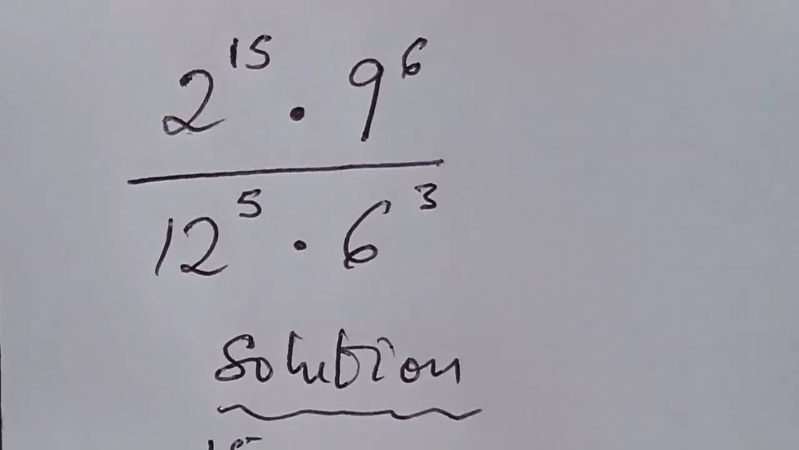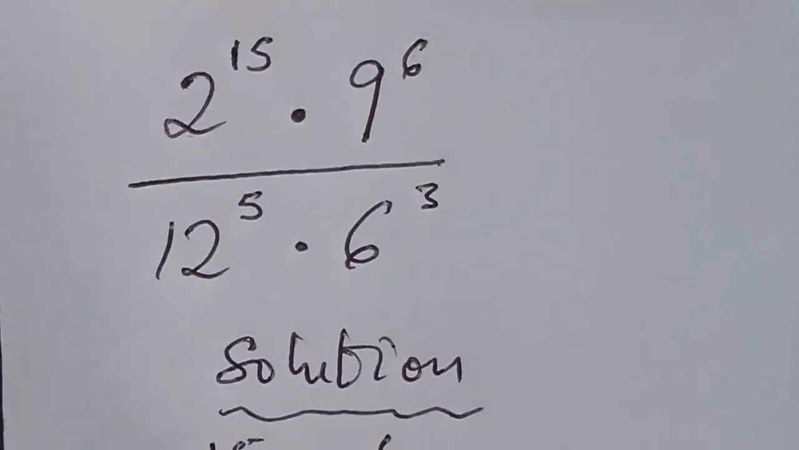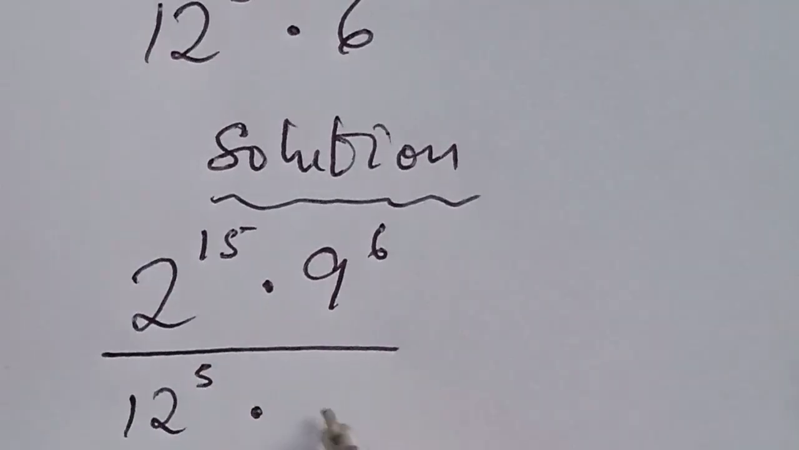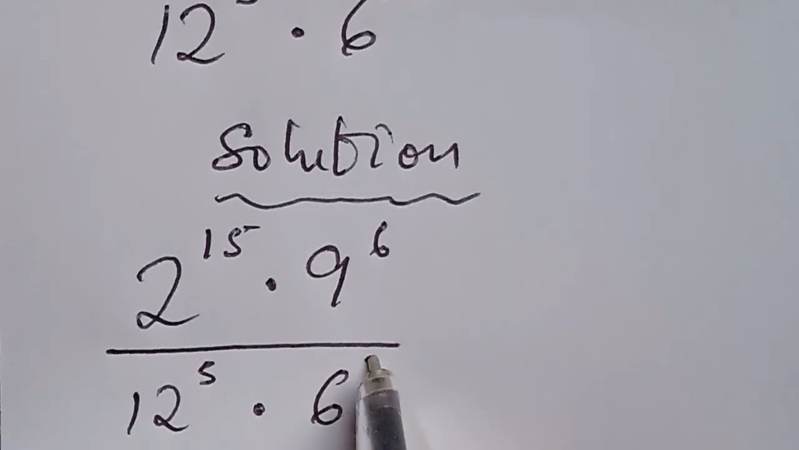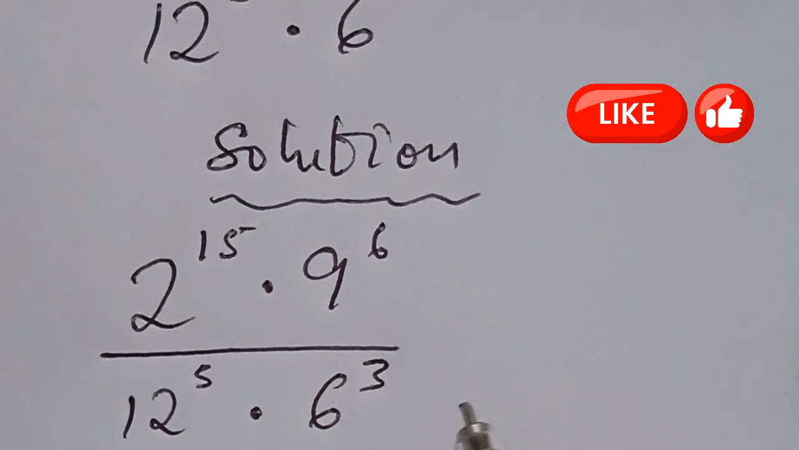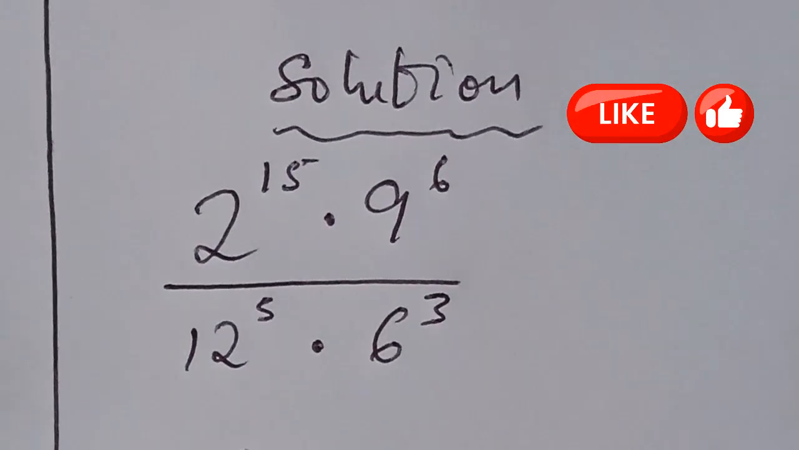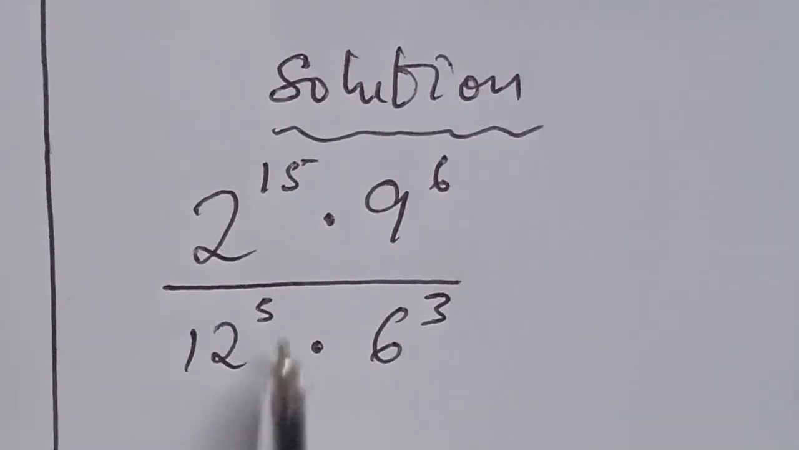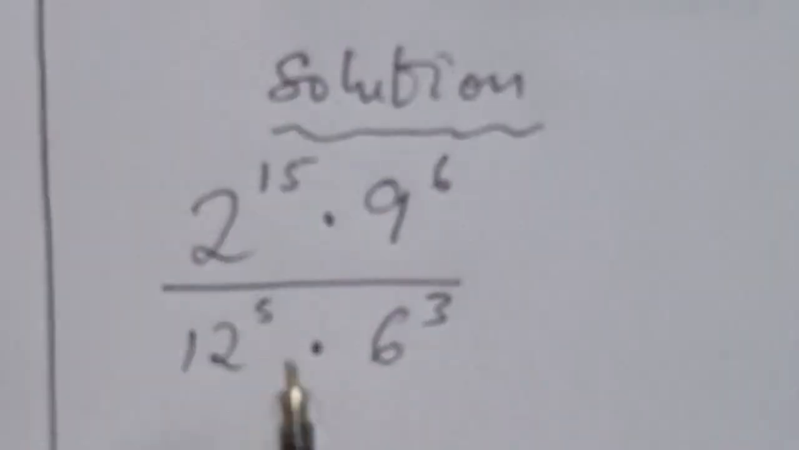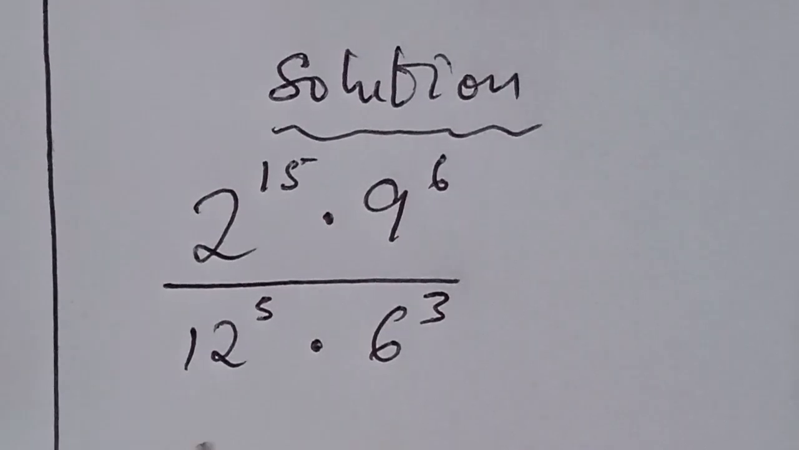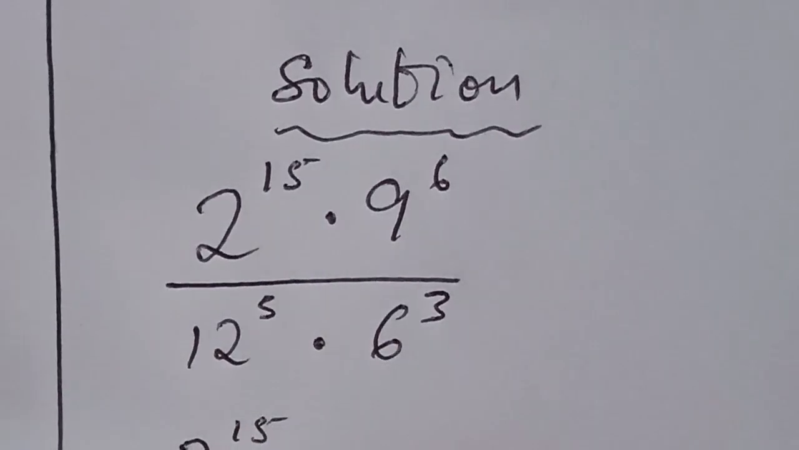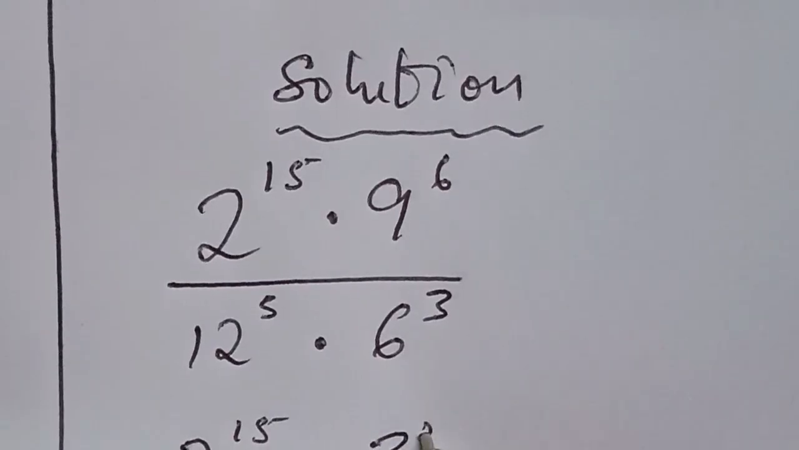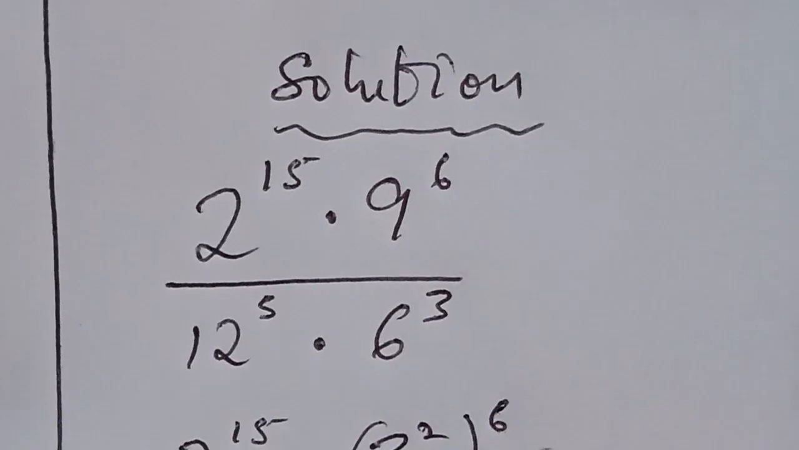2 to the power of 15 multiplied by 9 to the power of 6, over 12 to the power of 5 multiplied by 6 to the power of 3. Now here, the first thing we need to do is to simplify all the terms at the denominator and the numerator. So we have 2 to the power of 15 multiplied by 9. We are going to simplify that as 3 to the power of 2, put in the brackets, to the power of 6.